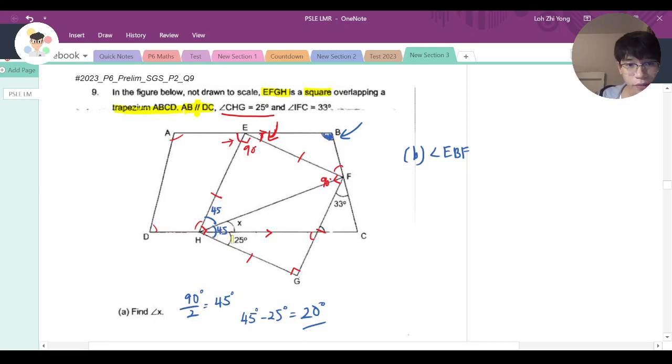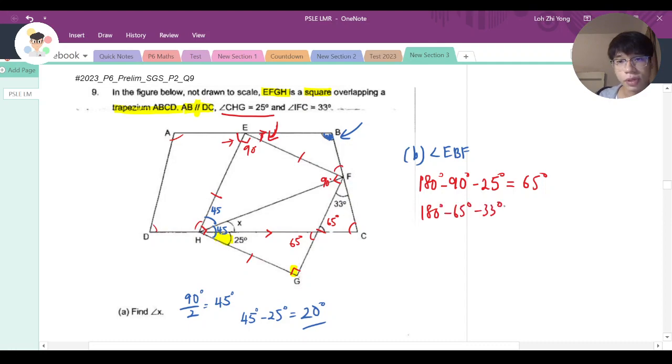So I know here is 25. I know here is 90. So what will be here? So that will be 180 minus 90 minus 25. Then I'll be able to get 90 minus 25 will be 65 degree. So I'll find here is 65 degree. Then I'll find here is 65 degree. So what is here? So here will be 180 minus 65 minus 33 degree. That will be 82 degree.